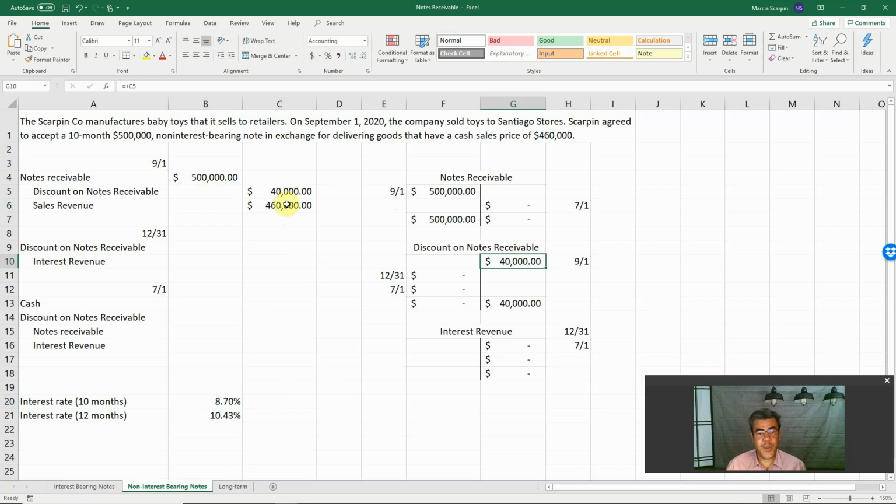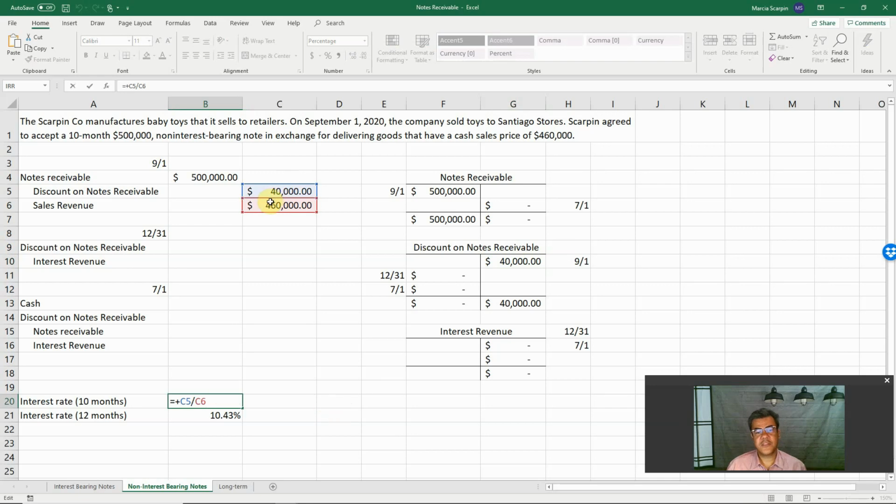The interest rate here, how do we find it? It is discount divided by sales revenue. However, it is for 10 months. How do we find it for 12? Divided by 10 times 12. Usually we work with simple interest instead of compound interest. Compound interest is for long-term notes only.